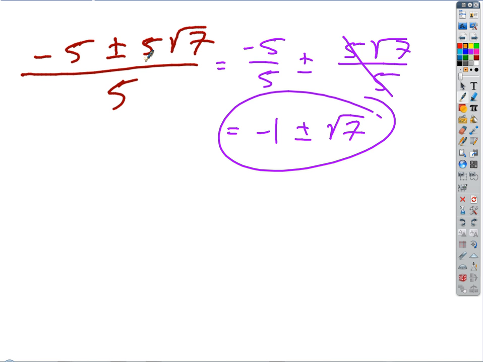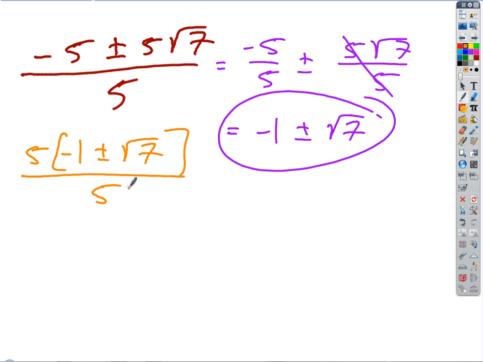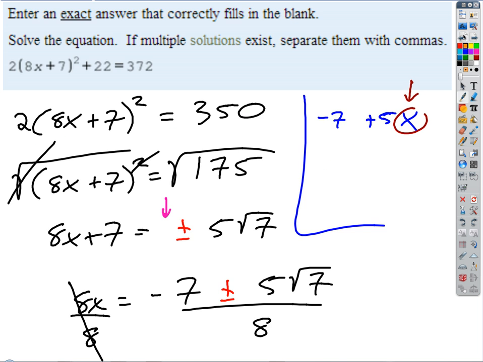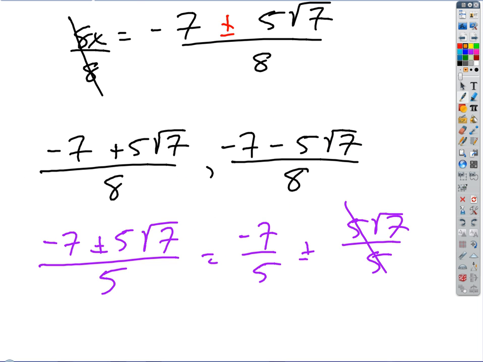So if I factor a 5 out of the top, what's left behind? -1 plus or minus the square root of 7. Okay, so now on the bottom, I've got a 5. Now, why is it that I can cancel those, but I couldn't, for example, on this page, down here, cancel those? That's a no-no. Can't do that, right? I can't cancel these because the 5 on the top is not a common factor. Does that make sense? Yes.